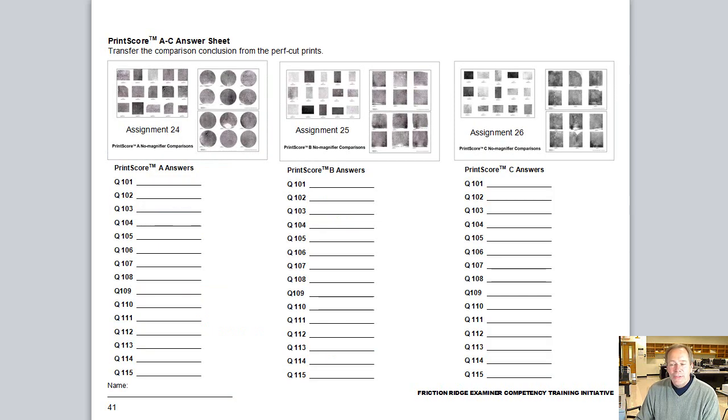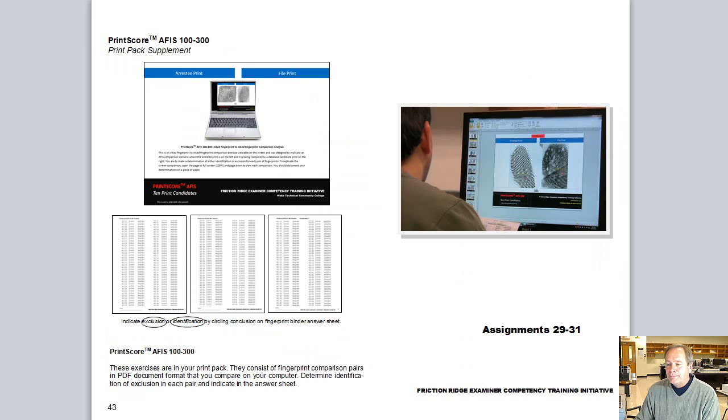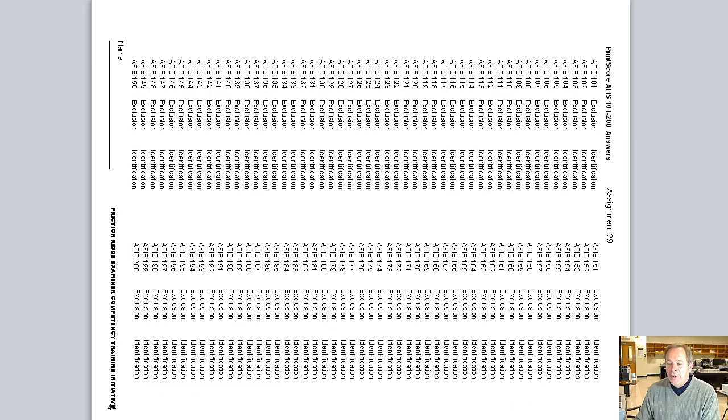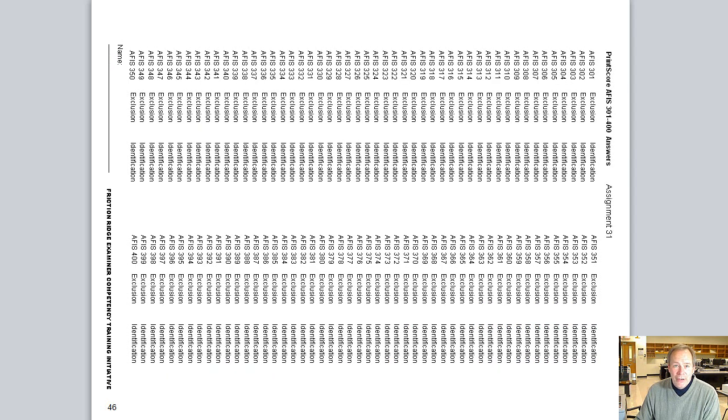All of these assignments, of course, again, will be marked and identified in your binder. The comparisons now advance to the APHIS Q to K assignments, and these are comparison pairs. You just determine identification or exclusion, and you make these conclusions and indicate the answers on your sheet. There are a number of these assignments, and the 300 series can become quite challenging for you.